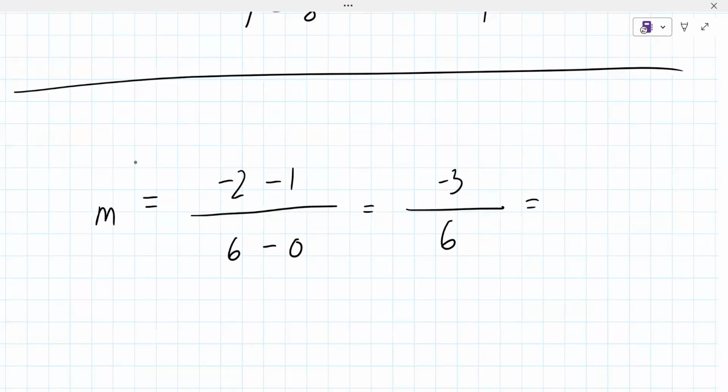So they're both divisible by 3. You're dividing each of them by 3. So 3 divided by 3 is 1, -1. 6 divided by 3 is 2. So -1/2.